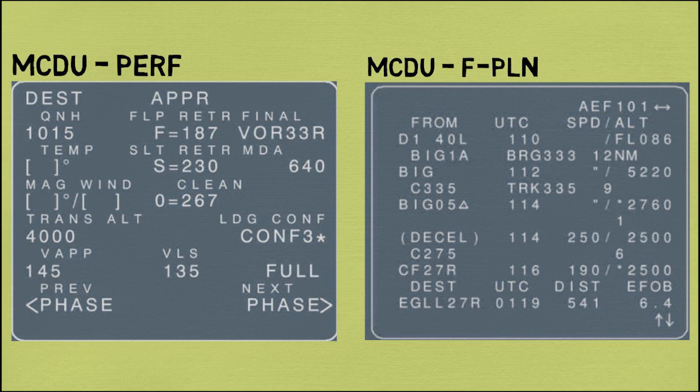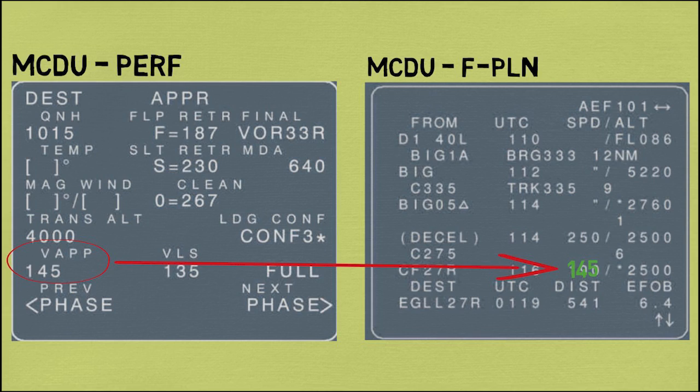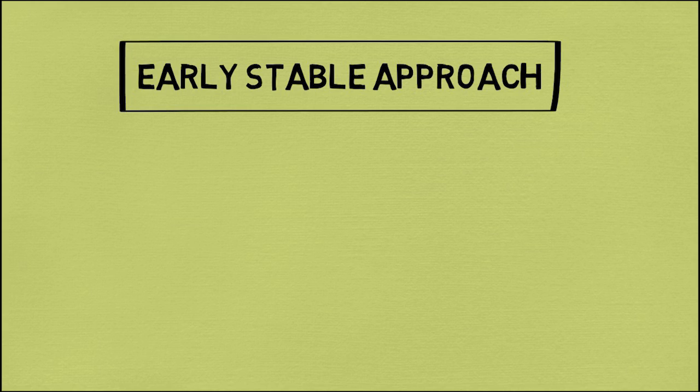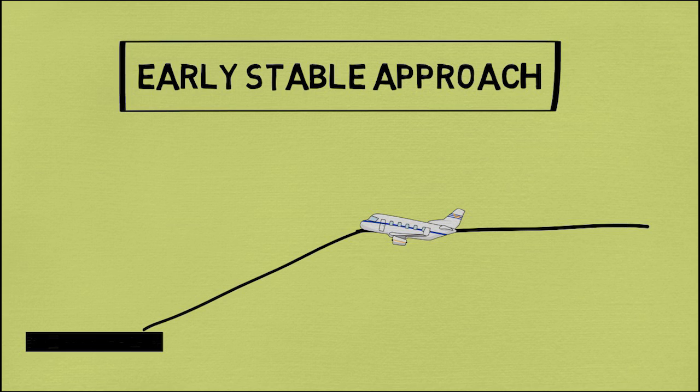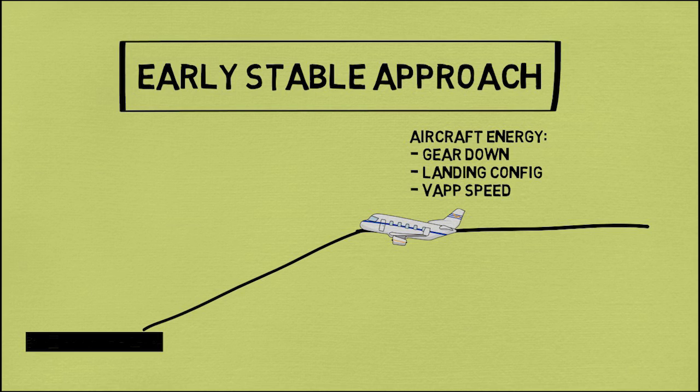If you do decide on an early stabilized approach, the procedure is to insert V-approach speed at the final descent point in the MCDU flight plan page, and then to be in landing configuration at that point. Now, normally, this works out quite nicely. The downside of this method is the high energy involved when flying level in full landing configuration and the shift of energy that takes place at the final descent point.